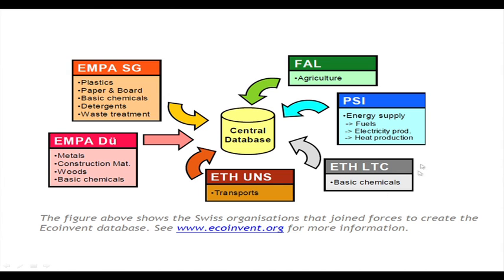As you can see, this figure shows a group of Swiss organizations, 1, 2, 3, 4, 5, 6. Here 6 of them we have listed, and the list keeps on growing. This is a group of Swiss organizations that joined forces to create the Ecoinvent database. Now Ecoinvent is actually a company which is trying to collect data from around the world. They started from the Western European countries, basically from Switzerland, and from Switzerland, they took these 6 organizations.